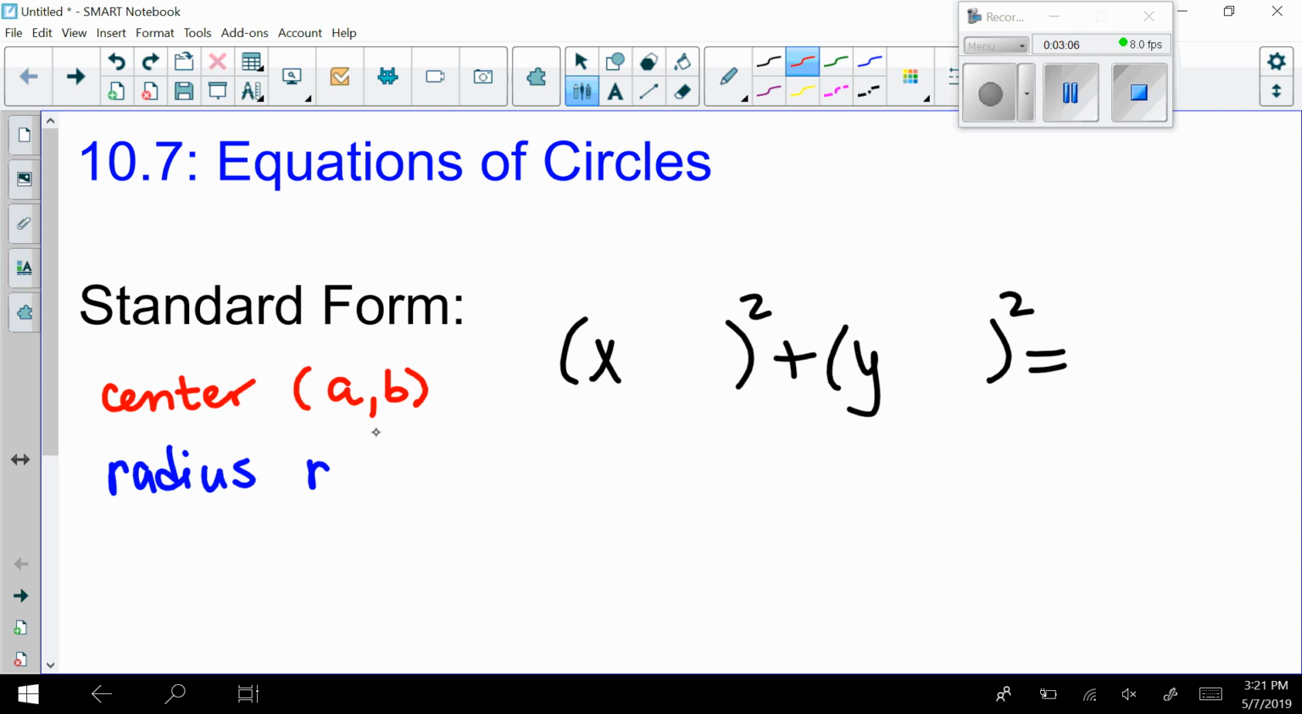I'm always going to have the opposite. So if my center is at a, I will need x minus a, and if my center is at b for the y coordinate, I need to have the opposite. And if my radius is r, I'm going to square that number, and that's how I'm going to get the radius. Now, keep in mind that when I actually know the radius, we are going to simplify the number.